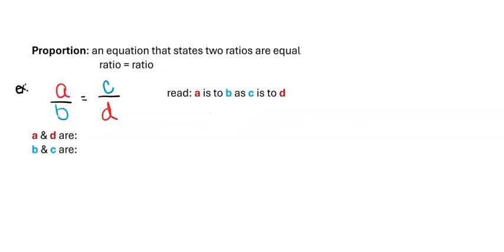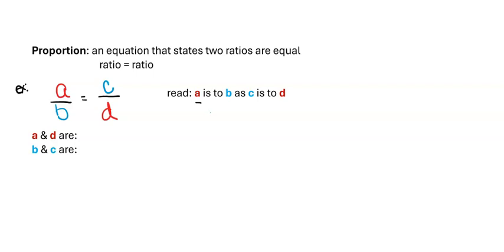The last concept that we're going to study in this section is proportion. Proportions are simply equations that state that two ratios are equal. In other words, the ratio A to B is equal to the ratio C to D, and that is read A is to B as C is to D.